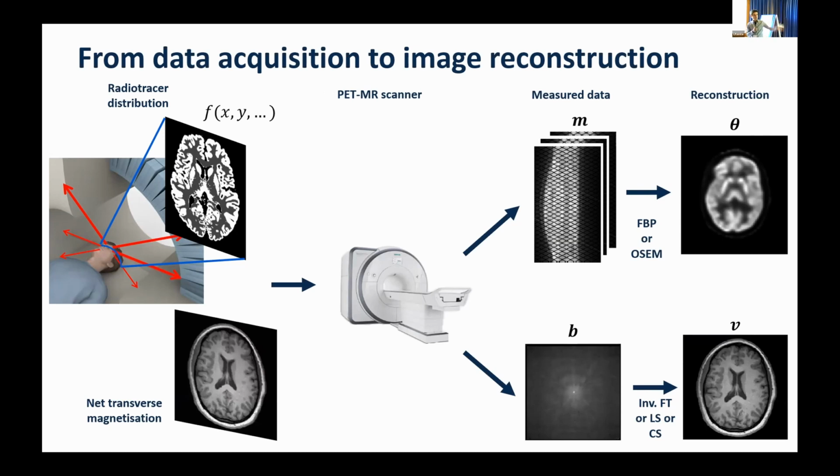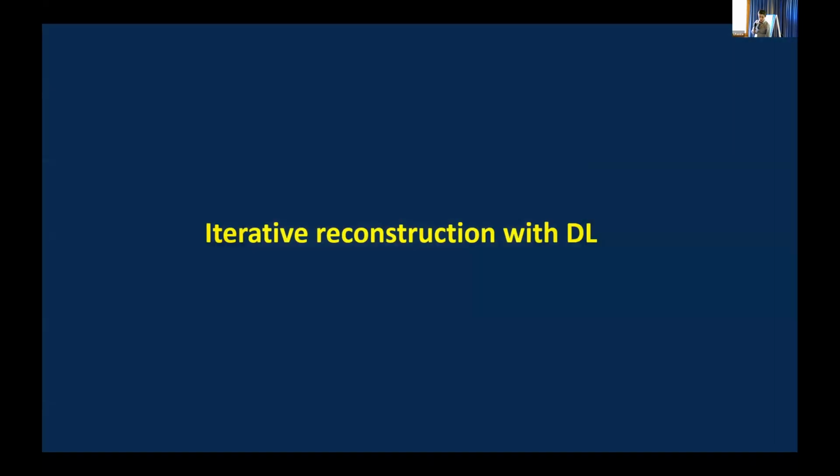You collect your k-space. You could do inverse Fourier transforms or solve a least squares problem or do compressed sensing, whatever it is, to get your reconstruction. So that's my one slide on reconstruction. Now we're going to talk about how we get deep learning embedded into our image reconstruction frameworks.